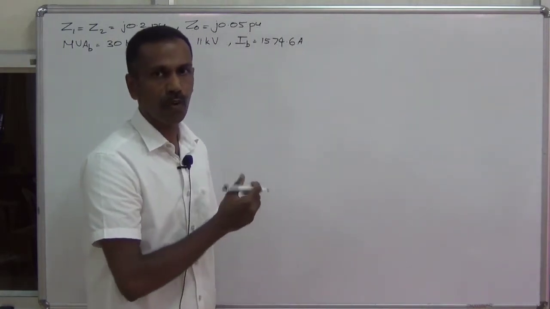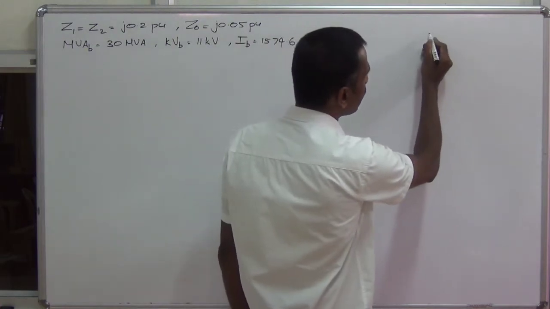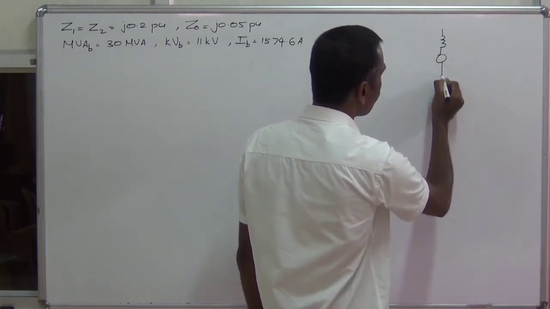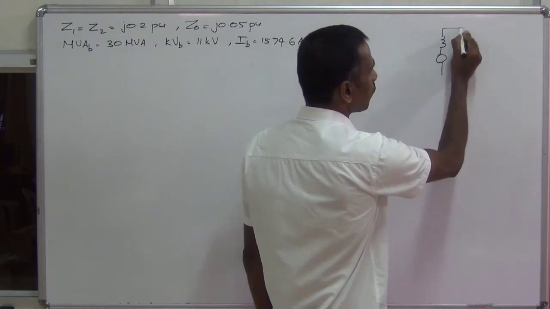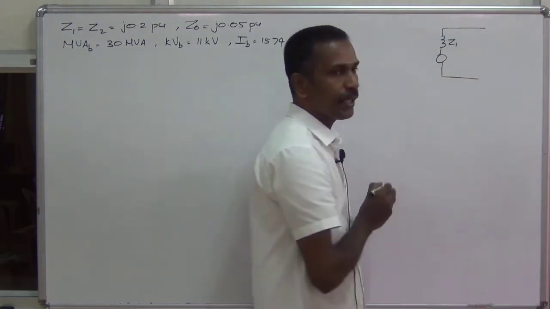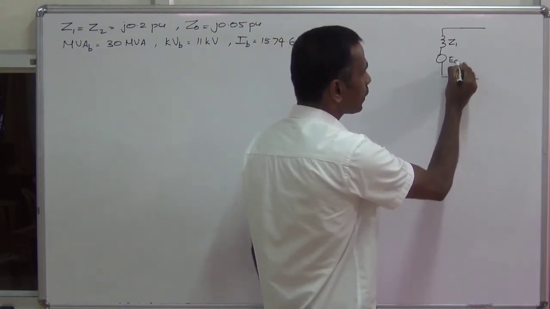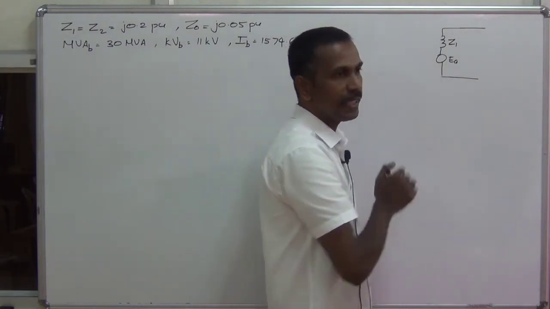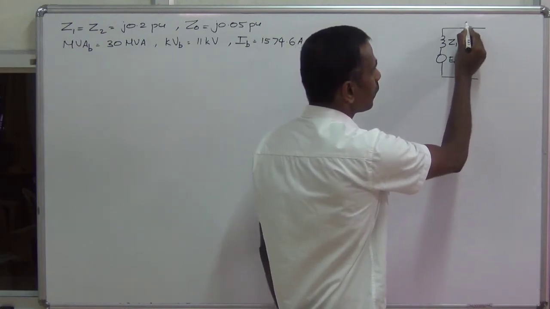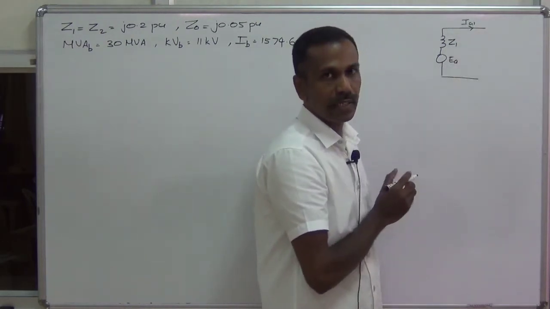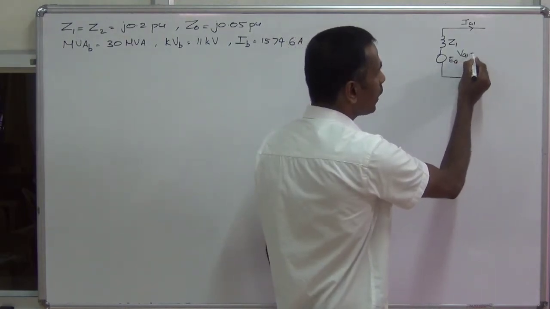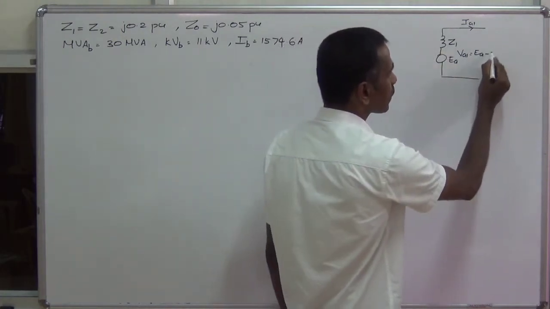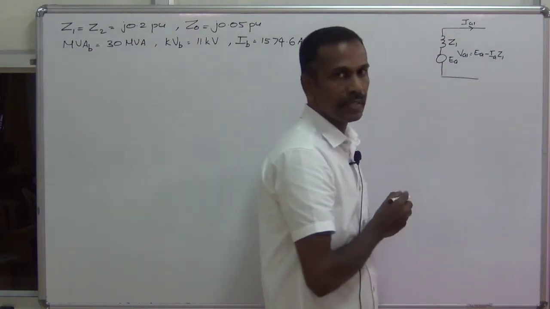Let me draw the sequence network for single line to ground fault. We have the three sequence networks. This is our positive sequence network. This is the positive sequence impedance. This is the positive sequence voltage. In the positive sequence network of an alternator, we have a voltage source in series with impedance. This is the positive sequence current. The voltage is VA1 equals the source voltage EA minus IA1 Z1.